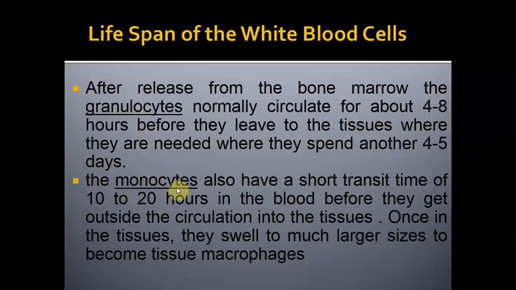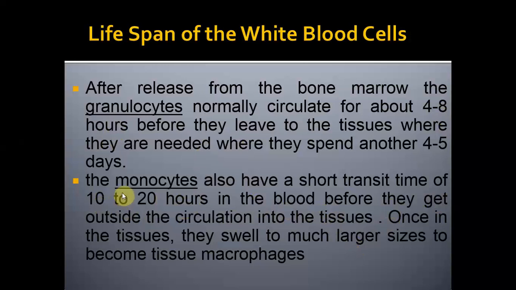Now we come to the monocytes. They also have a short transit time. What do we mean by transit time? It is the period that the white blood cells spend in the circulation after being released from the bone marrow, which for the granulocyte is 4 to 8 hours. For the monocytes, it's a bit longer, 10 to 20 hours in the blood before they get outside to the tissues. Of course, monocytes differ from granulocytes.